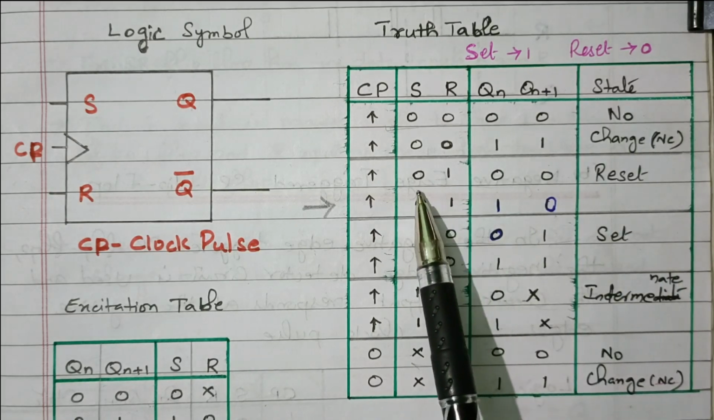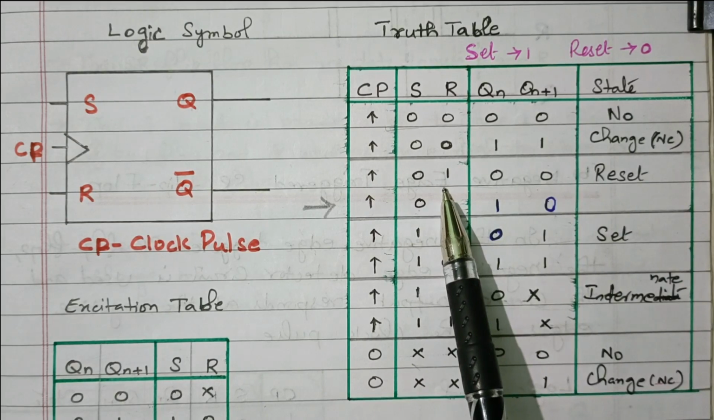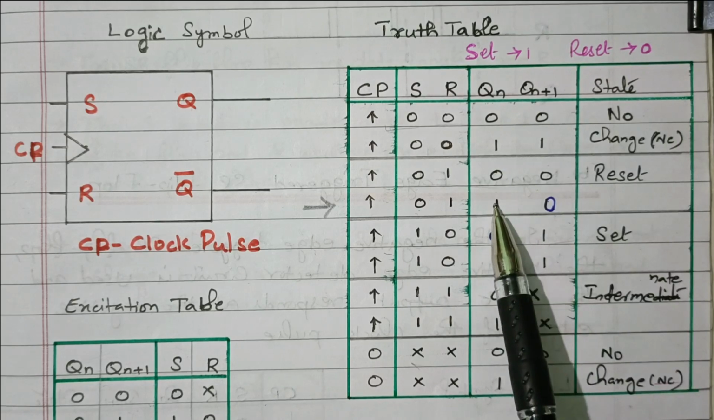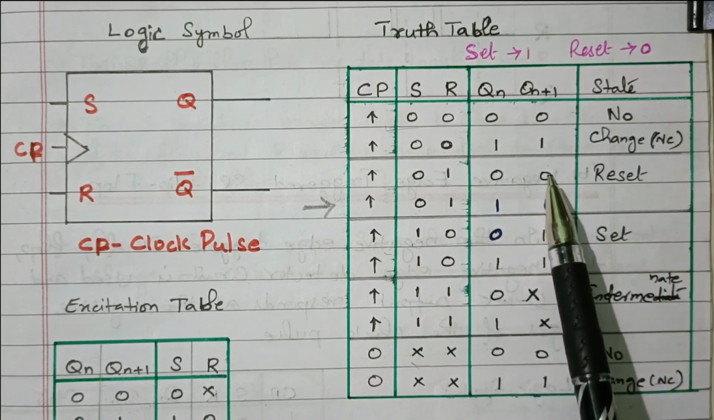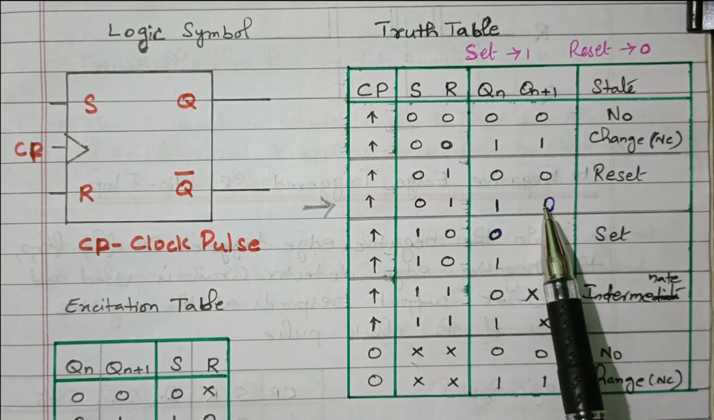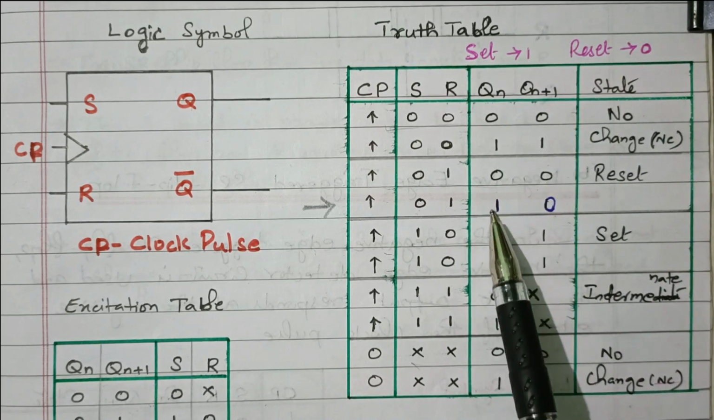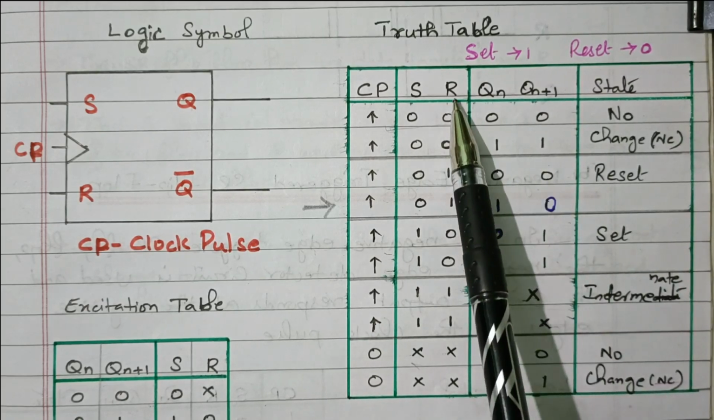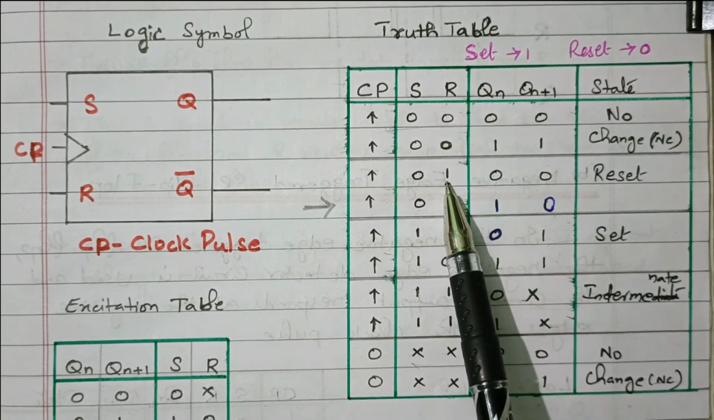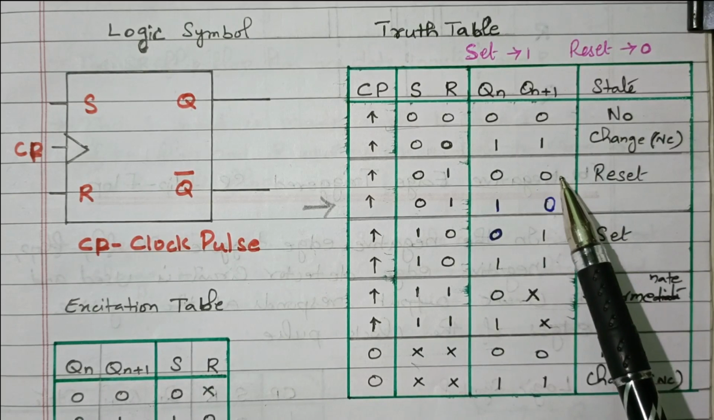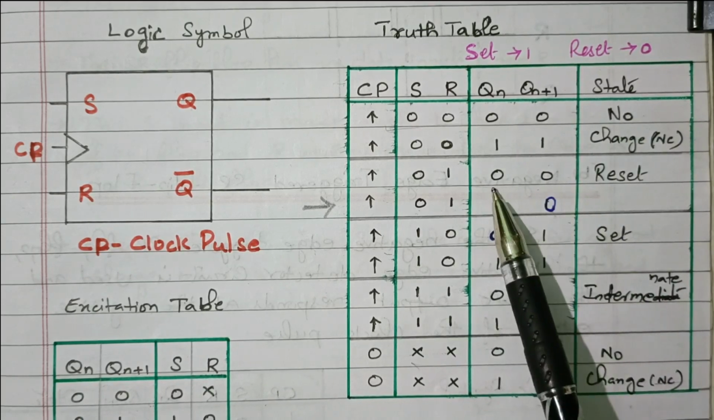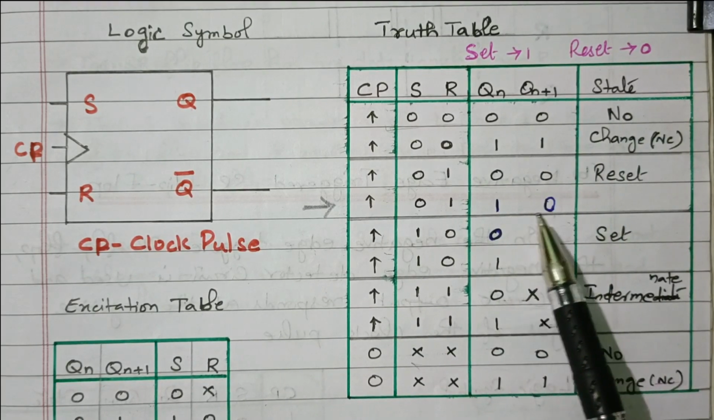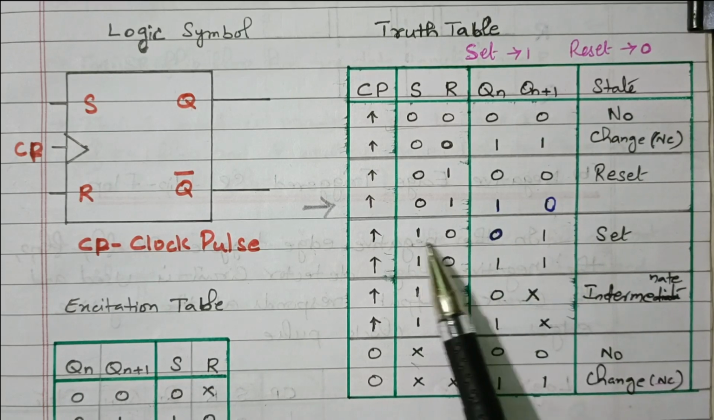Suppose 0, 1. That means set is 0, reset is 1. We already know what reset is. Reset means 0. So whatever the present state may be, the next state will be reset, 0. 0 means 0, 1 means 0, right? It will reset the output, whatever the present state. The next state is 0, right? If the reset input is 1, reset means 0, so it will make the next state 0. If already 0, the same state will be maintained; if 1, it will reset the output as 0.